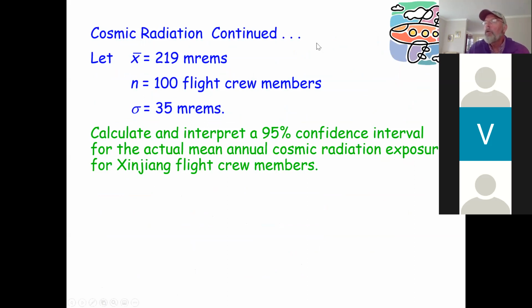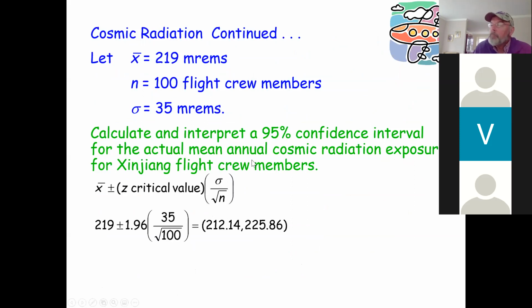All right, so these are the three different things that we need to put together a confidence interval for a population mean. Calculate and interpret 95% confidence. We're using X bar plus or minus the Z critical value times the standard error. So we're using 219 plus or minus 1.96. That goes along with 95%.